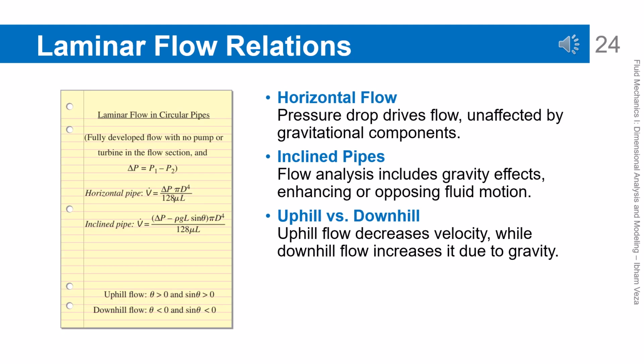Laminar flow relations. For horizontal pipes, the flow is driven purely by the pressure difference, without gravitational effects. In inclined pipes, gravity must be included in the flow equations. The sign of the inclination angle determines whether gravity accelerates or decelerates the flow. These relations allow the calculation of velocity and flow rate for different pipe orientations. Thus, laminar flow equations become more general and flexible.